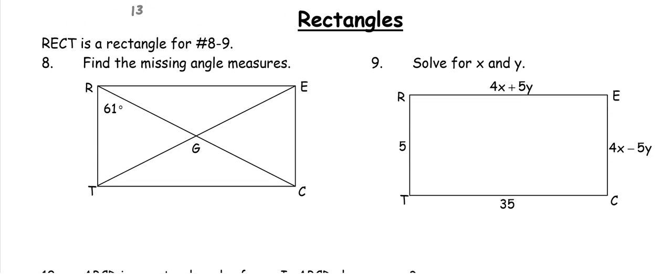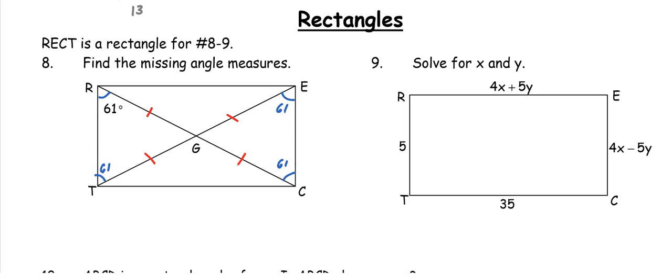Now let's move on to rectangles. So remember that rectangles have all the properties of a parallelogram, and then they also have the properties of 4 right angles, and the diagonals bisect each other. So number 8, it's important to remember the diagonals bisect each other into 4 congruent parts, so that we have isosceles triangles. So we know if 61 is in the corner, then my 2 triangles on the left and right all have base angles of 61 degrees.